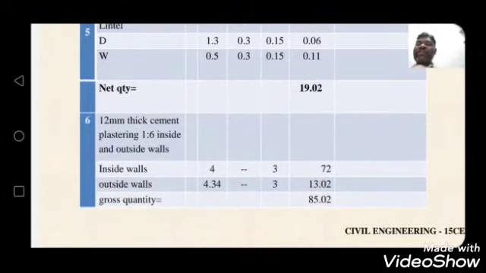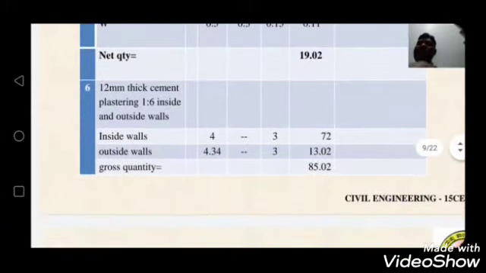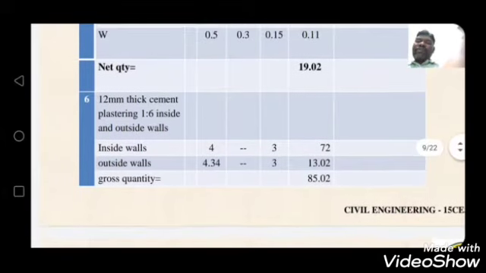12 mm thick cement plastering 1:6 inside and outside walls. Inside walls: 4 meter, height is 3 meter, 4 into 3, 6 into 72 square meter. Outside: 6 into 4.34 into 3, 13.02. Total gross quantity is 85.02.